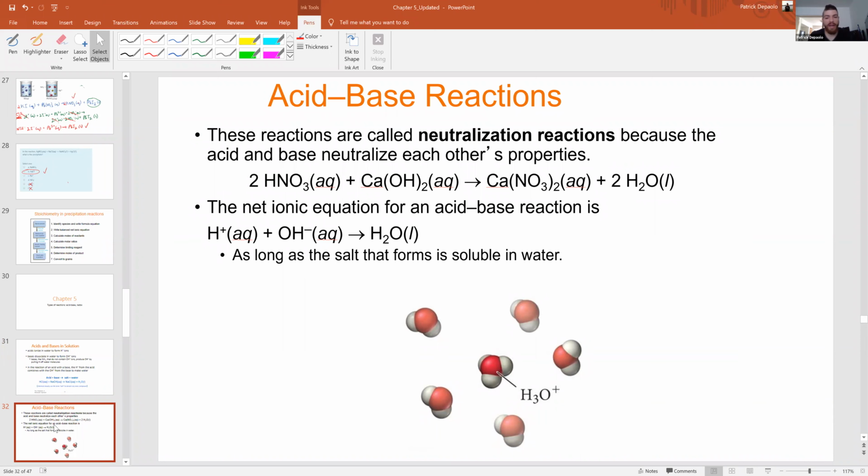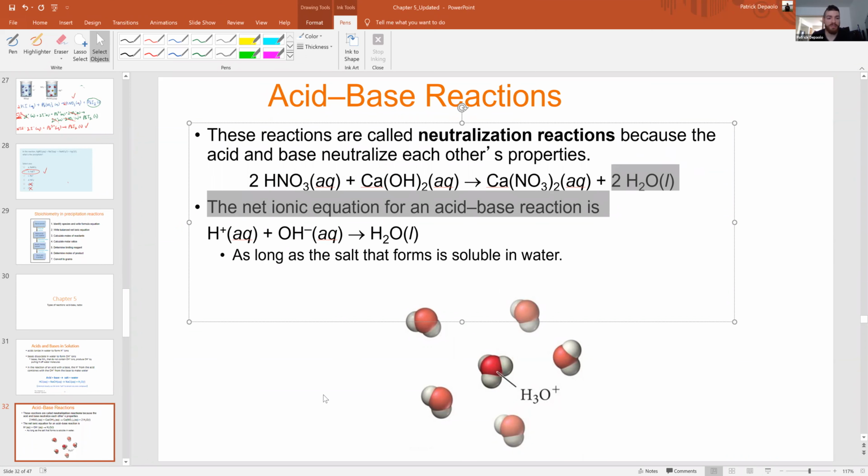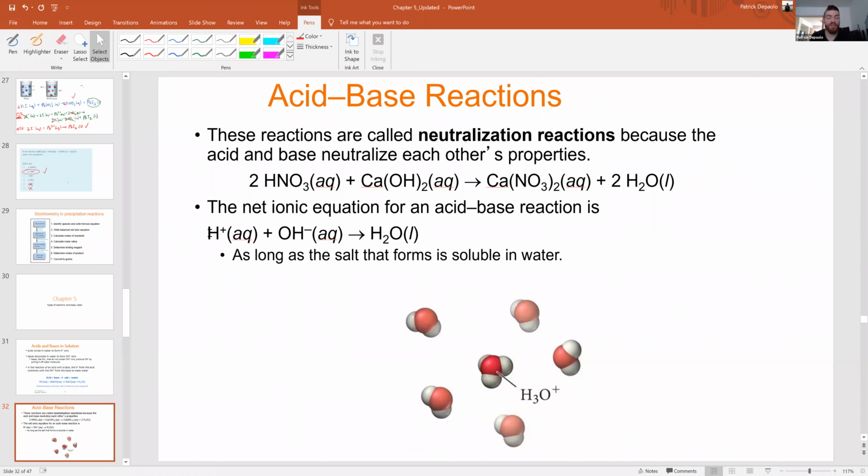When you add an acid and a base, it's called a neutralization. The acid is no longer going to be acidic pH, it's going to be neutral. You get a salt, which is mostly neutral, and water, which is neutral. That's how neutralization works. You can do a net ionic equation for acid-base, and all the time it's H+ plus OH- yields H2O liquid.